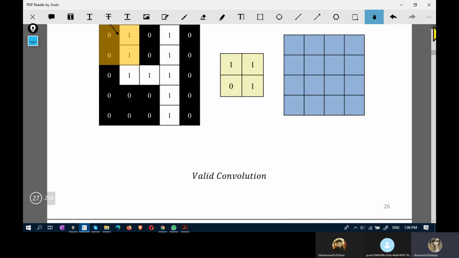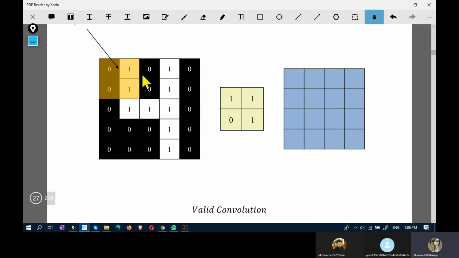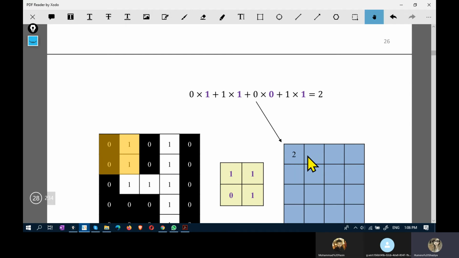And how does it work? Look here. This is the feature map. You place the filter on top of the image, then you compute the convolution value, which is nothing but multiplication, and then you put the value here. And then you move the filter. Here, 0 into 1 is 0. 1 into 1 is 1. 0 into 0 is 0.